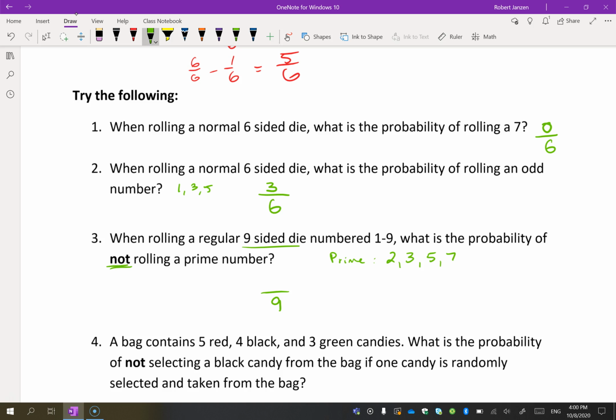So the probability of a prime number would be 4 out of 9. So what's the probability? I'm going to write it in a different way here. What is the probability of not a prime? So this is 1 take away 4 out of 9, which is 5 out of 9.